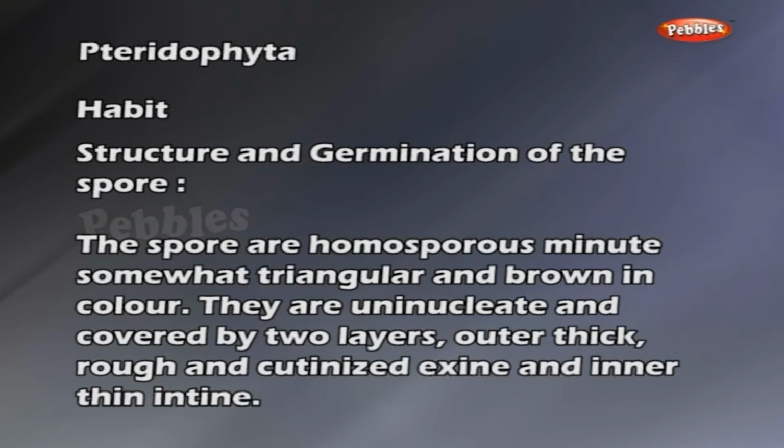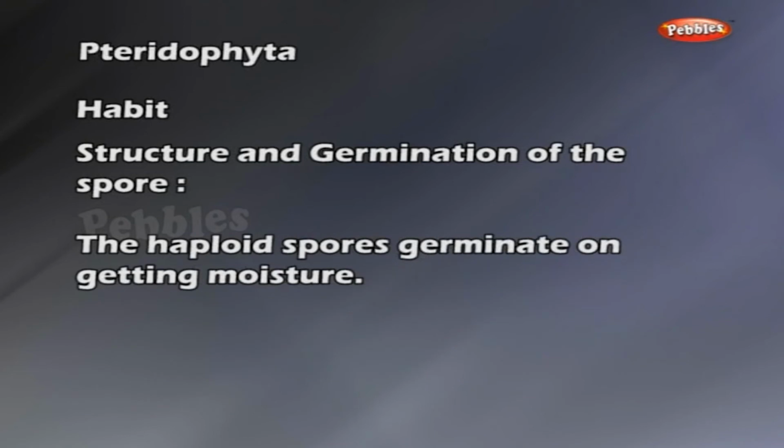Structure and germination of the spore. The spores are homosporous, minute, somewhat triangular, and brown in color. They are uninucleate and covered by two layers, outer thick, rough, and cutinized exine, and inner thin, intine.